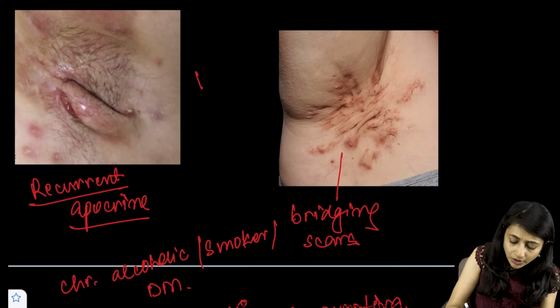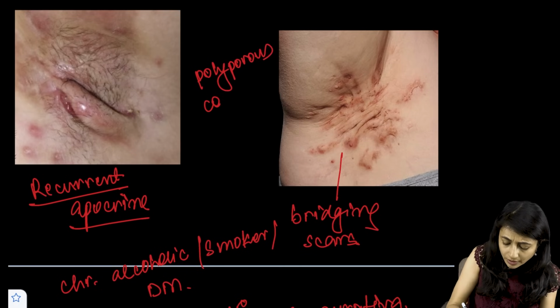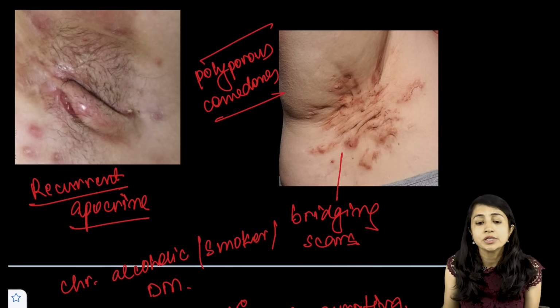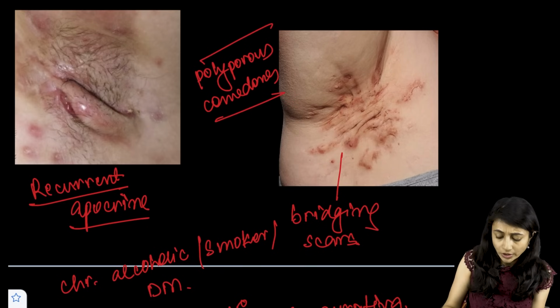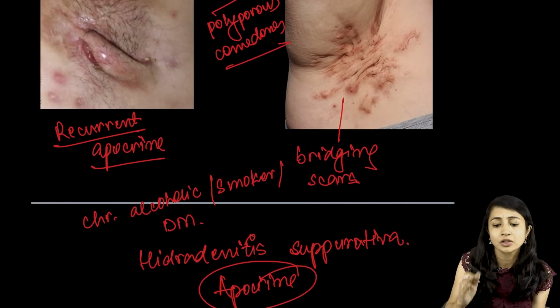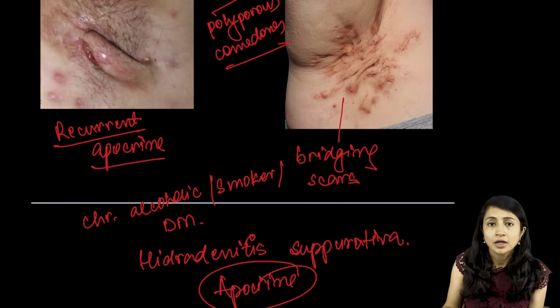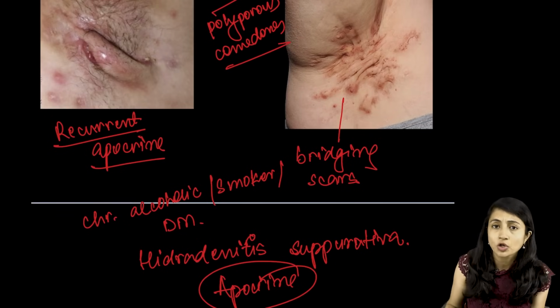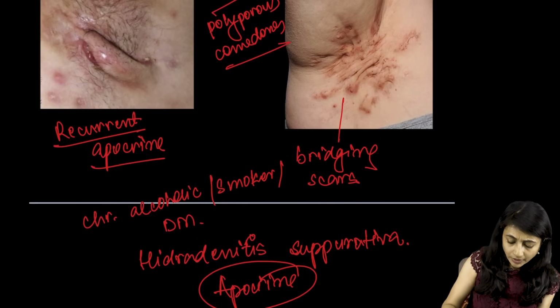And very, very important thing, you also see polyporous comedones here. Polyporous comedones here, right? So these are other important pointers. You should be knowing about all of these points. This is classical of hidradenitis suppurativa, right? And recurrence is a rule. It is a chronic disorder, right?